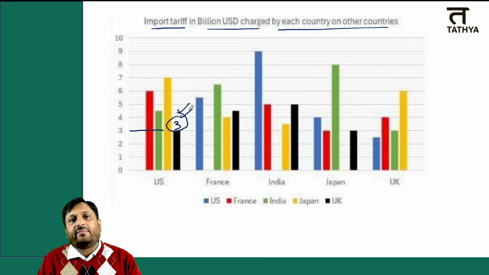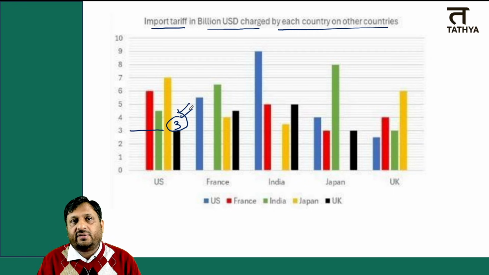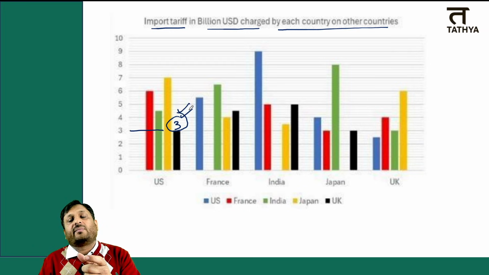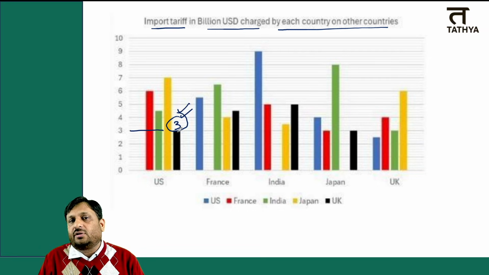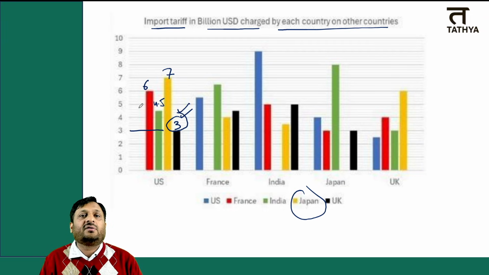The first thing you need to understand is that import tariff goes to the government. So it is not added to the GDP as import. Import tariff is the amount over and above the import which goes to the government as a tax. So $3 billion is the import tariff which the US charged from UK. Similarly, the US charged 7 billion from Japan. The yellow line is of Japan. From India, it has earned 4.5 billion, and from France, it has earned 6 billion USD as import tariff.